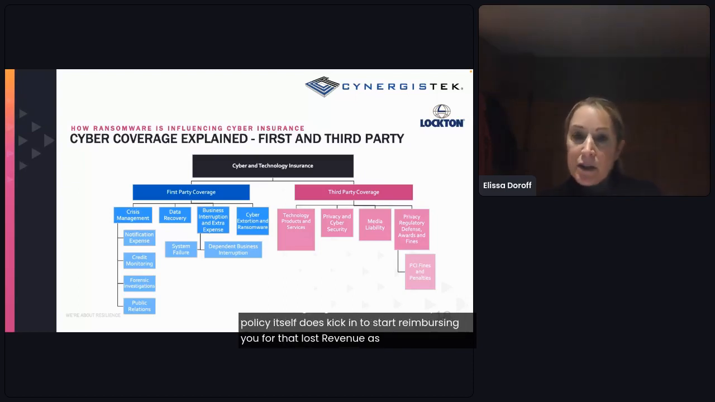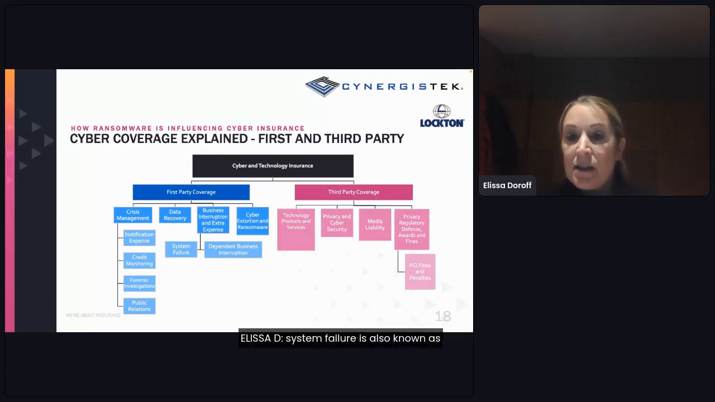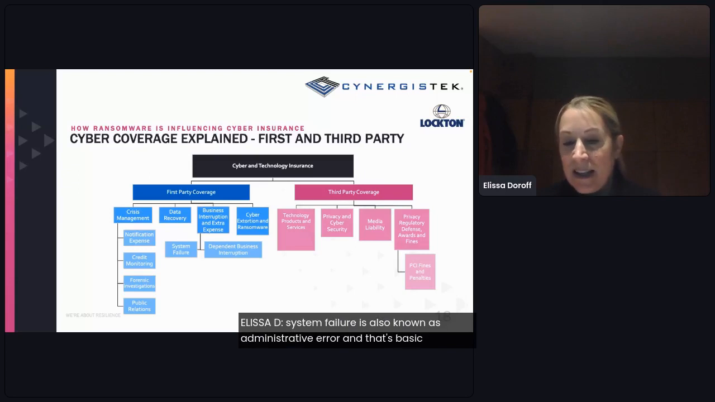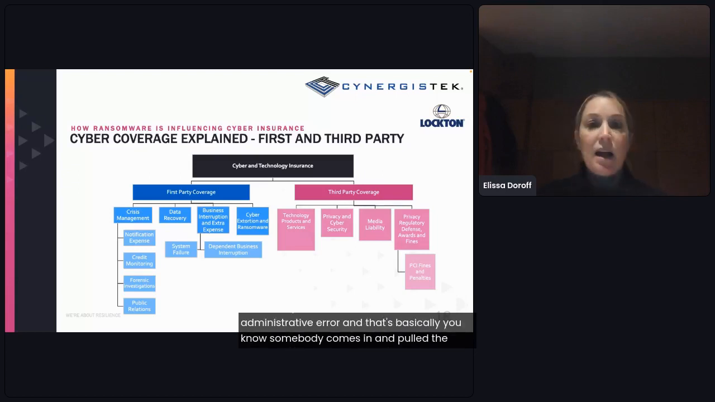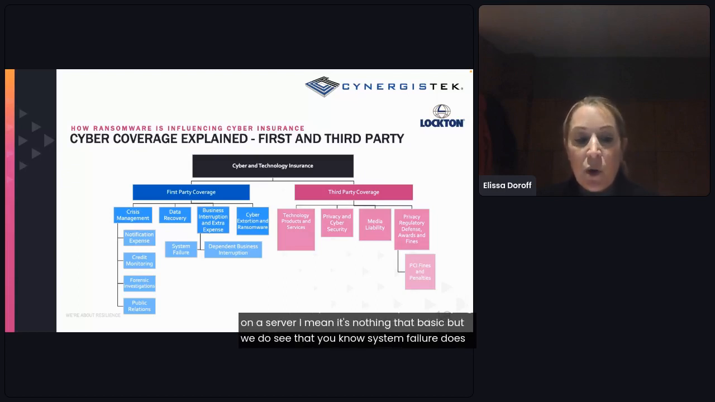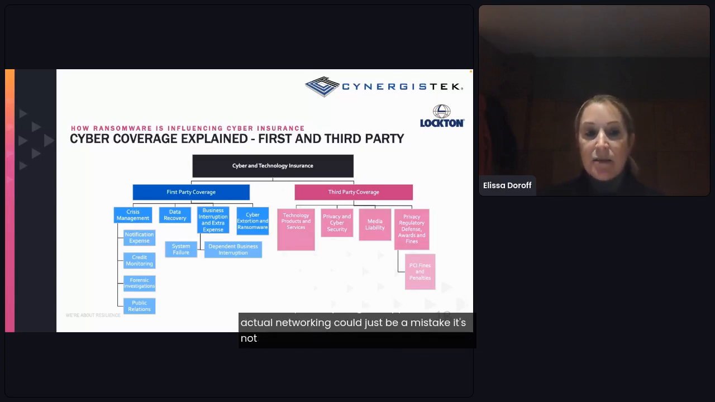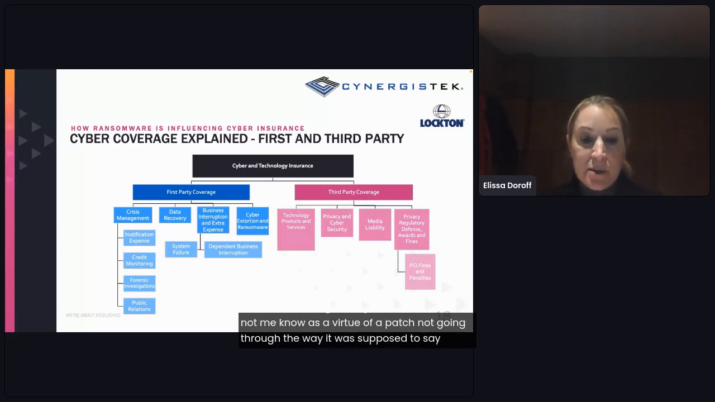System failure is a broader trigger. So we see business interruption exposure a lot from a denial of service attack or a ransomware attack. System failure is also known as administrative error, and that's basically somebody comes in and pulls the plug on a server. I mean, it's nothing that basic, but we do see that system failure doesn't require anything to happen to the actual network. It could just be a mistake. It's not by virtue of a patch not going through the way it was supposed to. It's more, just something happens. So those are the bulk of the first party coverages.